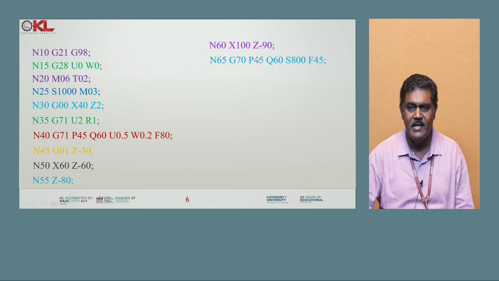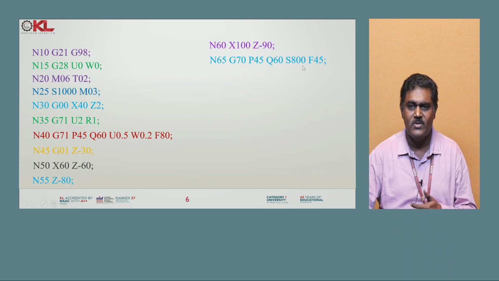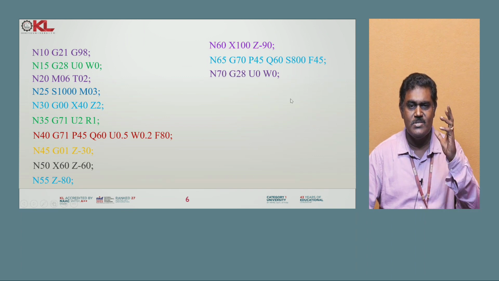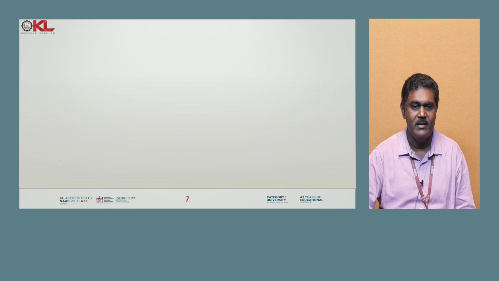G70 P45 Q60, again it will go through the same path from P45 to Q60, and the speed, if you want for the finishing cycle you can vary the speed or you can use the same speed, that depends upon the material and the cutting tool you are using. So, F45 is the feed. Then after completion of this turning cycle, the tool is sent again to the reference point with G28 U0 W0 and M05, M30. The spindle stops and the program rewinds.